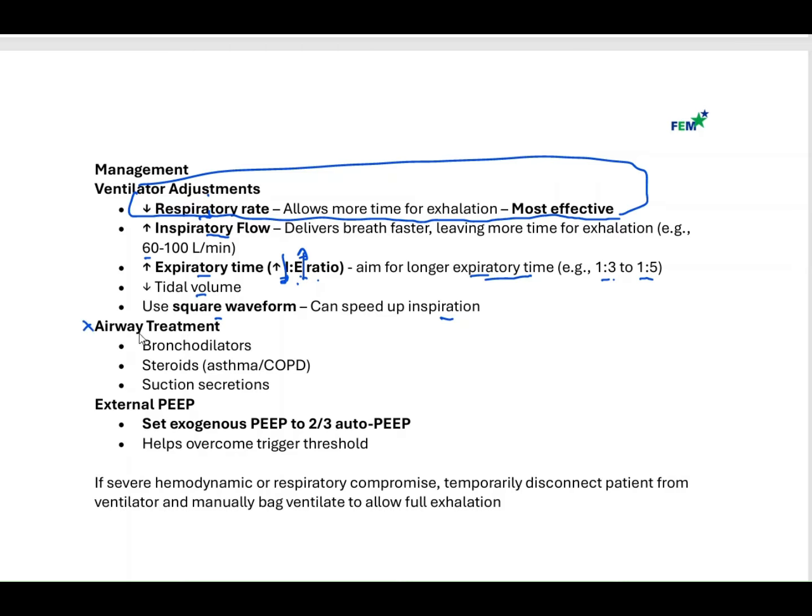Other thing that you also want to address is the airway treatment. So if they're having bronchospasm, give a bronchodilator. If they're having asthma or COPD exacerbation, give some steroid, and of course suctioning if there's any secretion in their airway.